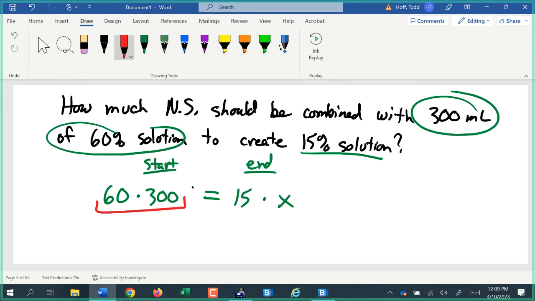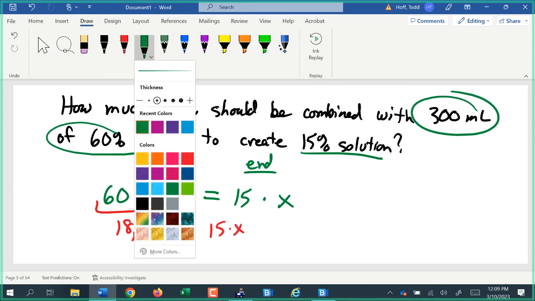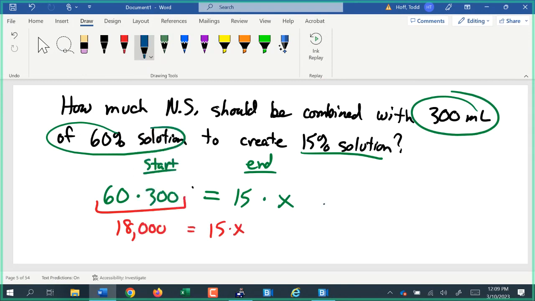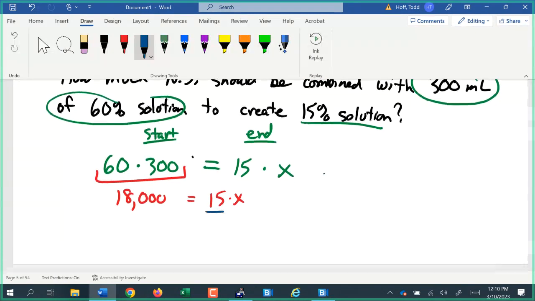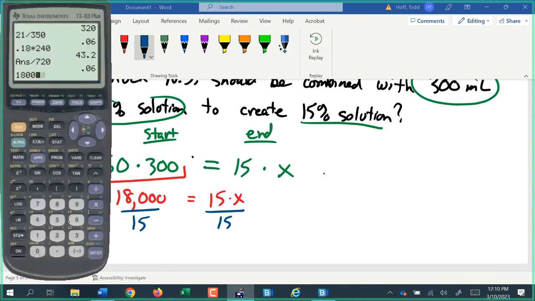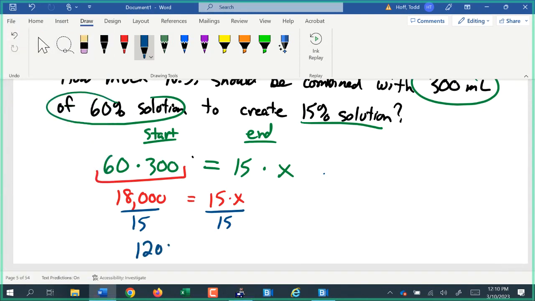So 60 times 300 is 18,000 equals 15X. And now solving for X, we just have to divide by 15. So 18,000 divided by 15 is 1,200. So X equals 1,200. So what that is saying is the ending amount is 1,200 milliliters.